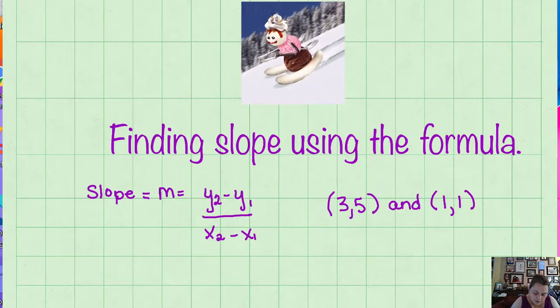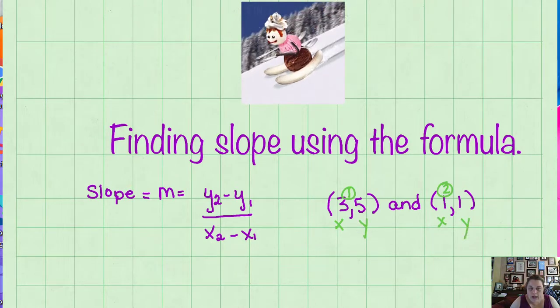Okay, so this is how the formula works. First, you label your points point 1 and point 2, and it doesn't matter which one is which, just make your choice. And then we label them X and Y. Remember, the first coordinate is the X and the second coordinate is Y. So for the first one, we label it X1 and Y1 because they're the X and Y of the first point, and then X2 and Y2 because they're X and Y of the second point. And then we're going to substitute into this formula.